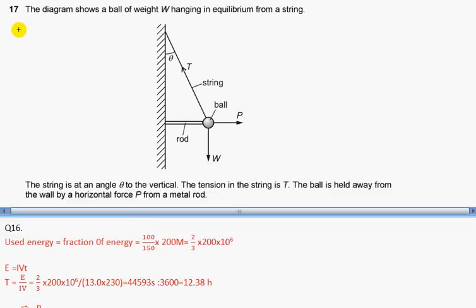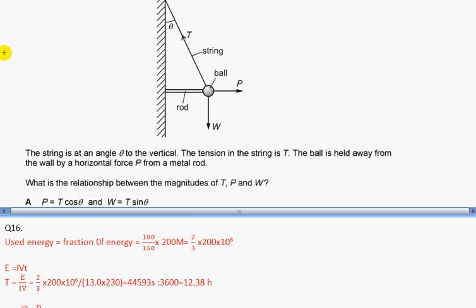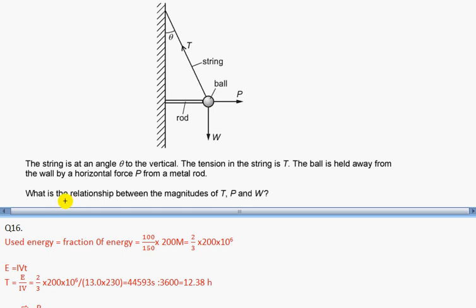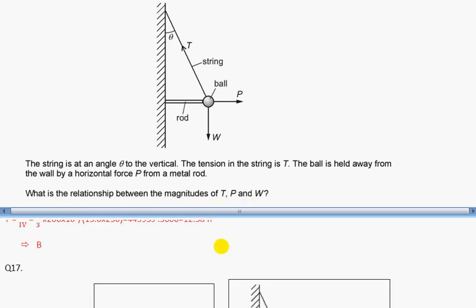The diagram shows a ball of weight W hanging in equilibrium from a string. The string is at angle theta to the vertical. The tension in the string is T. The ball is held away from the wall by horizontal force P from a metal rod. What is the relationship between the magnitudes of T, P, and W?